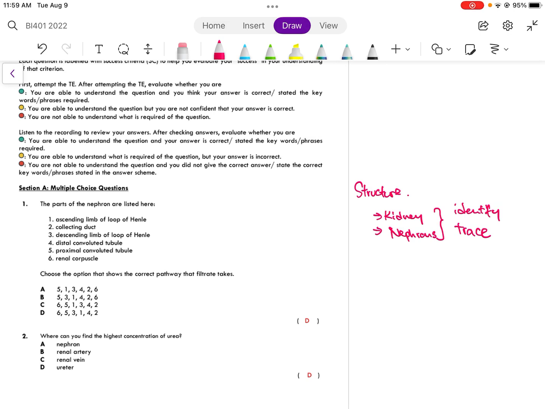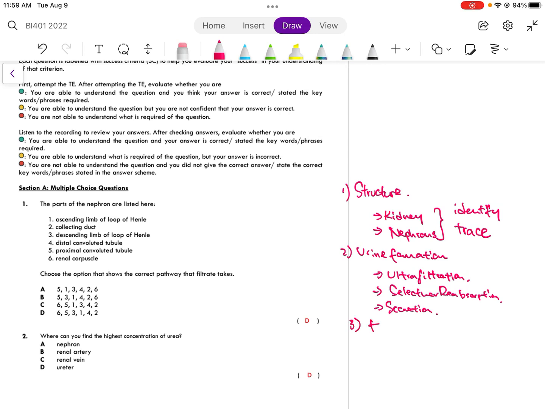Other than structure, we may ask you about urine formation. So what do I mean by urine formation? We will be asking you about various processes involved. Number one, ultrafiltration. Where does this take place? What are the adaptations of the nephron that allows for this? I may also ask you about selective reabsorption. So under selective reabsorption, what are the adaptations that allow for various parts of the nephron to reabsorb substances? Okay, last but not least is secretion, but this one we rarely ask you.